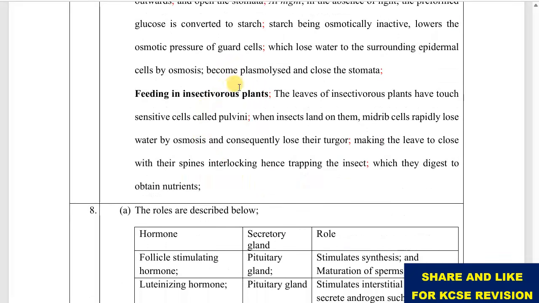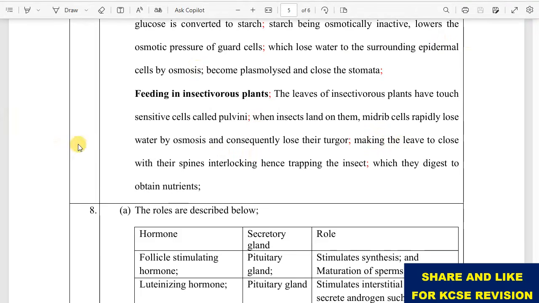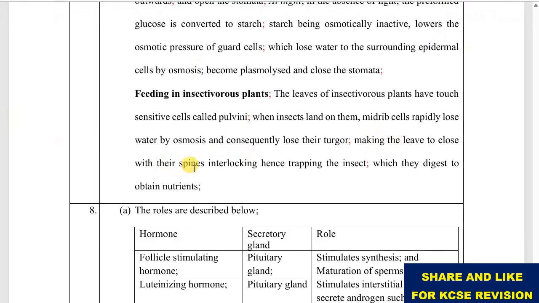Feeding in insectivorous plants. The leaves of insectivorous plants have nerve-sensitive cells called trigger hairs. When an insect lands on them, motor cells rapidly lose water by osmosis and consequently lose their turgidity, making the leaf close with their spines interlocking, hence trapping the insect, which they digest to obtain nutrients.